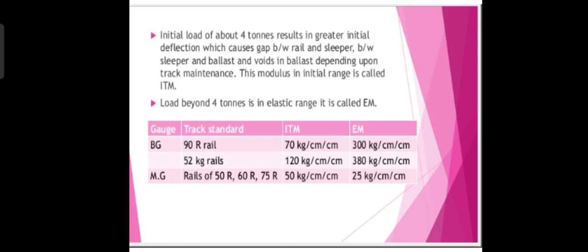Initial load of about 4 tons results in greater initial deflection which causes a gap between rail and sleeper and between sleeper and ballast, and voids in ballast depending upon the track maintenance. This modulus in the initial range is called ITM. The load beyond 4 tons is in the elastic range and it is called EM.